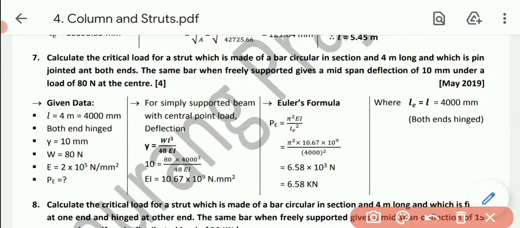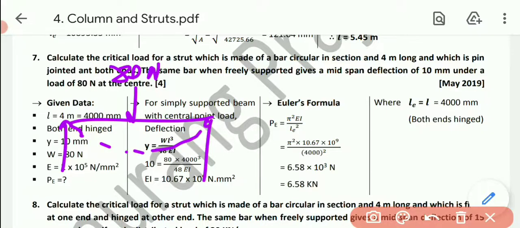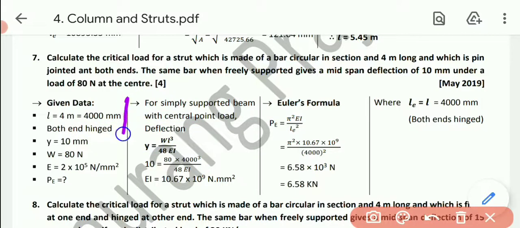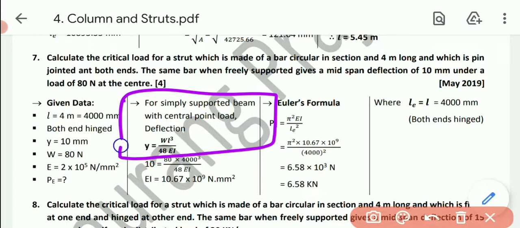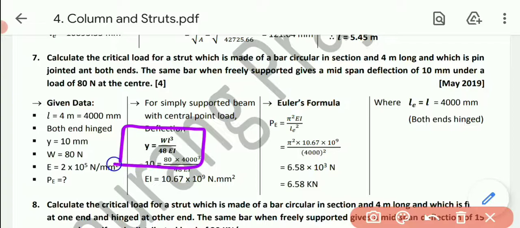So for that one, what hint they have given to us is that a simply supported beam is there, and 80 Newton force is applied at the center. So for that one deflection will occur. Now for a simply supported beam with central point load, the formula for the deflection stands for y equals to WL cube by 48 EI. So that's the formula which we need to use, because they have given us the deflection. How much? The deflection is 10 mm, that is y equals 10 mm, load that is 80 Newton.